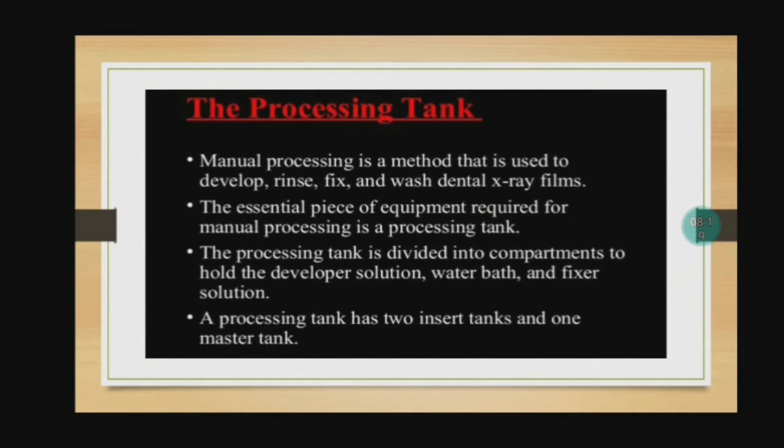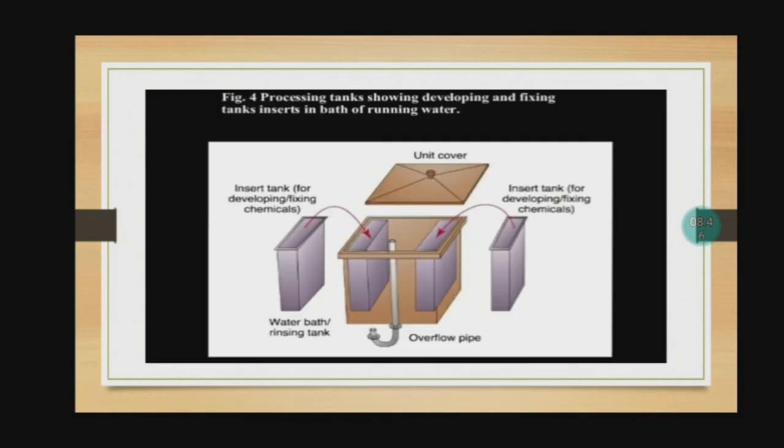So the processing tanks. So manual processing is a method that is used to develop, rinse, fix, and wash dental X-ray films. The essential piece of equipment required for manual processing is a processing tank. The processing tank is divided into compartments to hold the developer solution, water bath, and fixer solution. A processing tank has 2 insert tanks and 1 master tank. So here in figure 4, it shows processing tanks with developing and fixing tank inserts in a bath of running water.